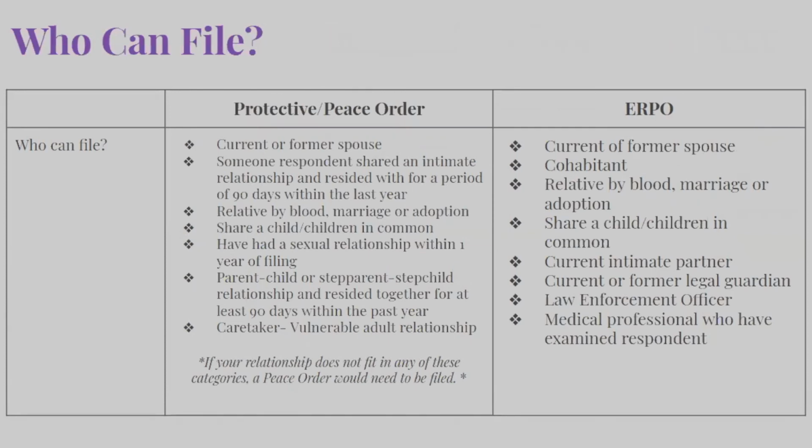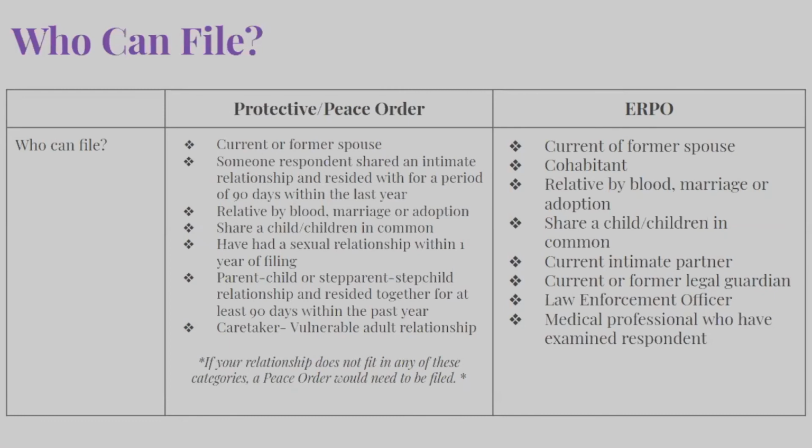Someone the respondent shared an intimate relationship with and resided with for a period of 90 days within the last year. You would have to be related by blood, marriage, or adoption. Share a child or children in common. You had to have had a sexual relationship with the person within 1 year of filing for the protective order.